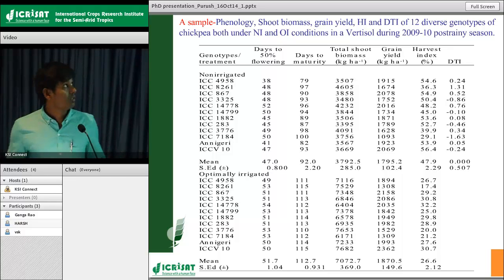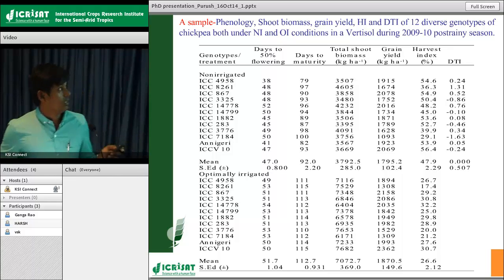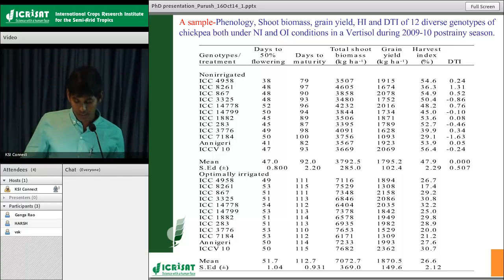In this case, I want to clearly mention that ICC 4958 and 8261 produced a large root system, as I already mentioned. In phenology, ICC 4958 and Annigeri were earliest in duration, and the small root producing, weak root system genotypes 1882 and 283 were a little longer than the early duration genotypes. The remaining genotypes were medium in duration.